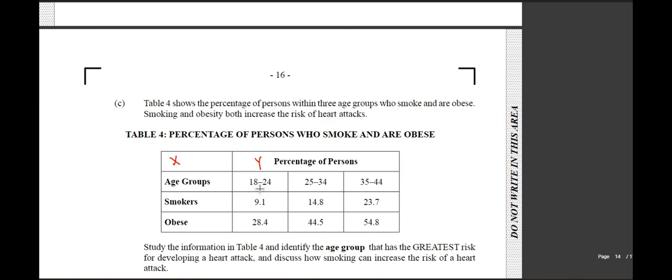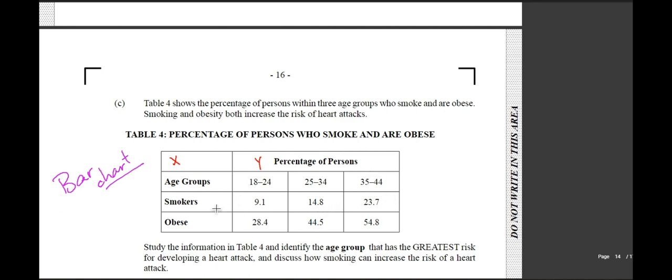And I hope by now, especially if you've listened to part 1, you'd understand why this lends itself to a bar chart if you're asked to draw a graph. All right. So let's see. We have 3 age groups: 18 to 24, 25 to 34, 35 to 44. All right. And we're being told that 9.1 of this age group smokes and 28.4 of this age group is obese.